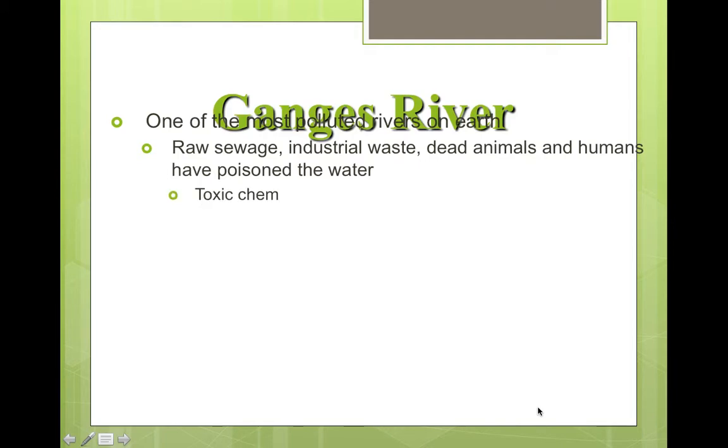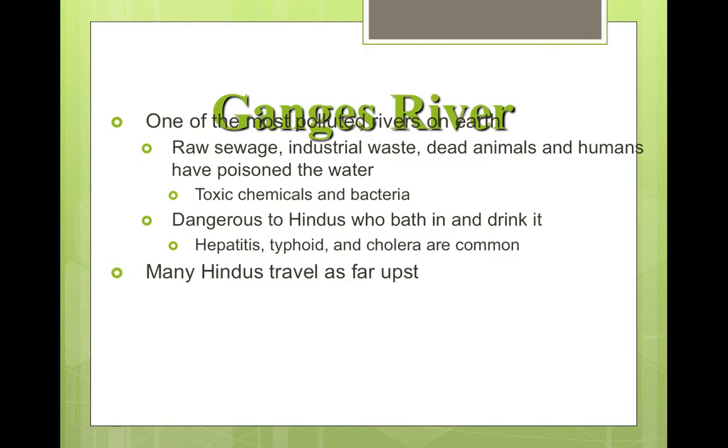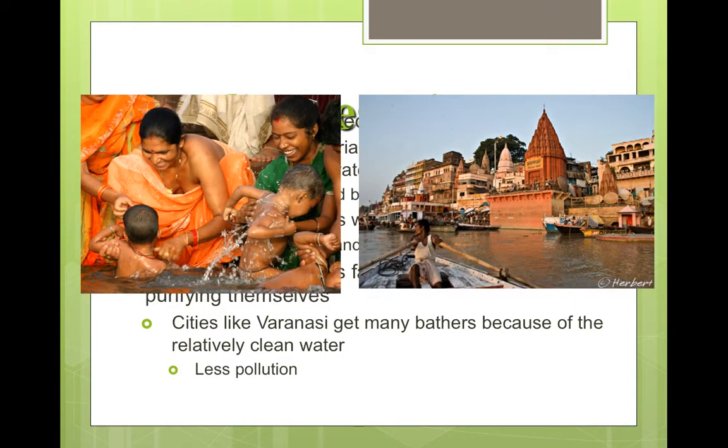But that is the unfortunate part of it. There are toxic chemicals and bacteria in there. It's actually dangerous to people who bathe in it and drink it. As we said, it's part of their religious belief to bathe and drink in the Ganges River. So this is a problem. You can get hepatitis, typhoid, cholera. All those things are common from the Ganges. Many Hindus travel upstream so that they can purify themselves a little bit better, because it's a lot clearer and cleaner and less polluted. So they're moving towards northern towns like this.